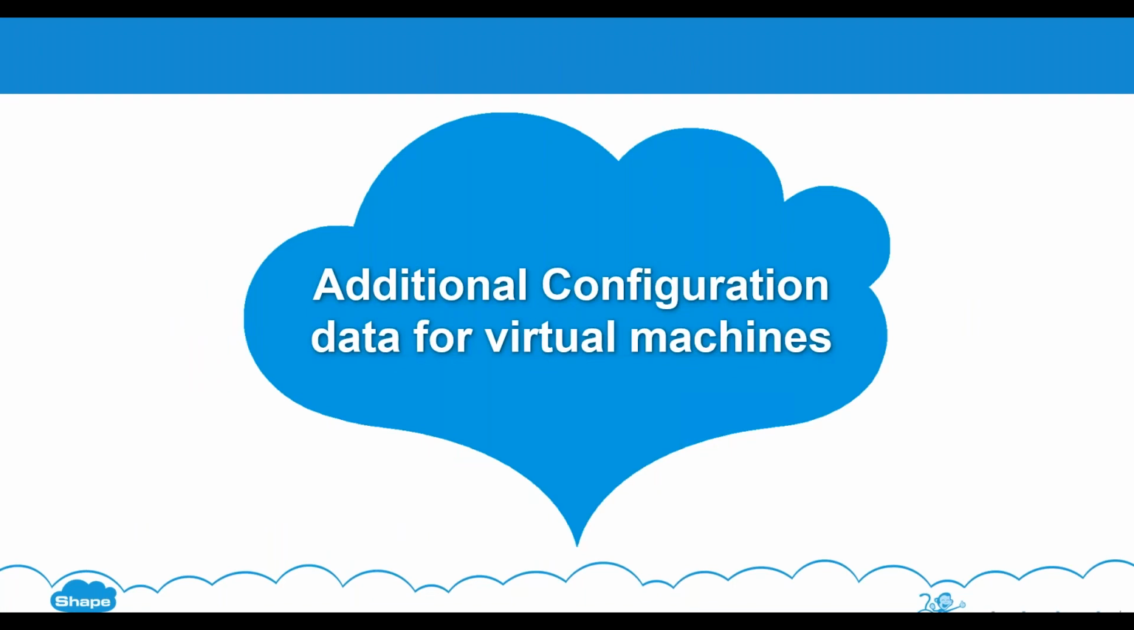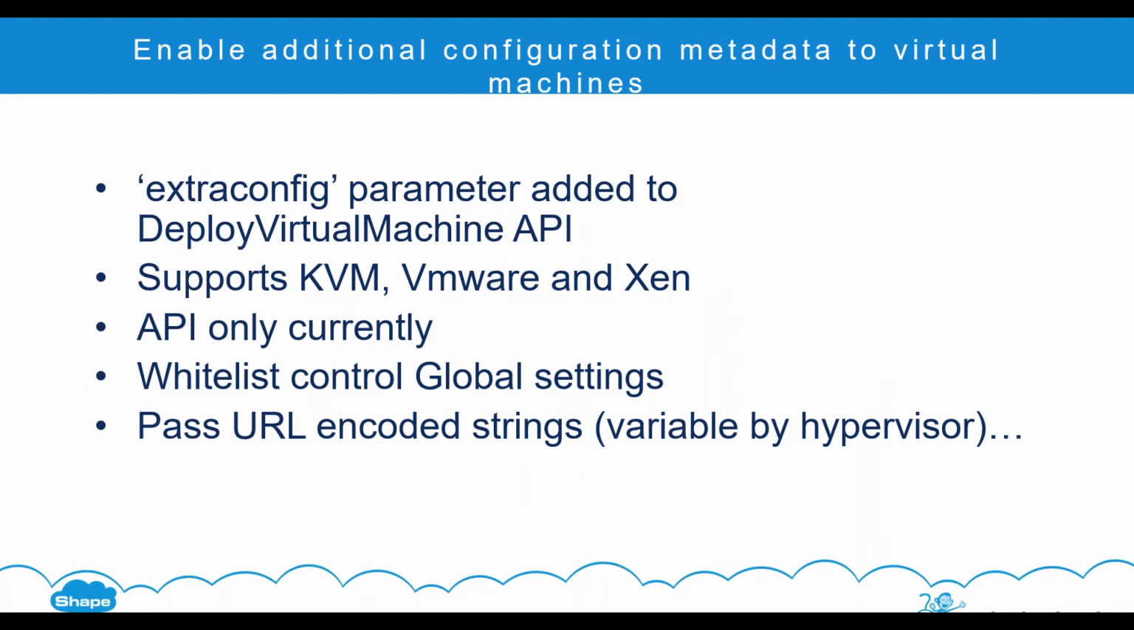Okay, unrelated to that, we can now pass additional arbitrary configuration data on creation of a virtual machine. So anything the hypervisor can accept as a parameter, we can now pass effectively as a string through the CloudStack API. And I say through the API because at the moment this is API-only functionality around some very specific use cases. I hope certainly to see this in the UI at some point, hopefully in the next release.